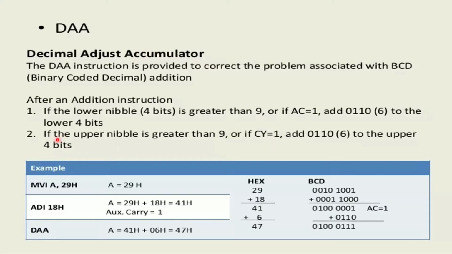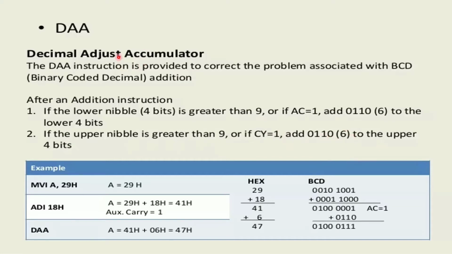Whenever you add 6 to that result, you will get the correct answer. Similarly, it will also check if the upper nibble is greater than 9, or if the carry is 1. Carry is generated whenever you perform addition and get a carry on the MSB position, the 8th bit. If the higher nibble is greater than 9, or if carry is 1, then you add 6 to the higher nibble, and you get the result correctly.